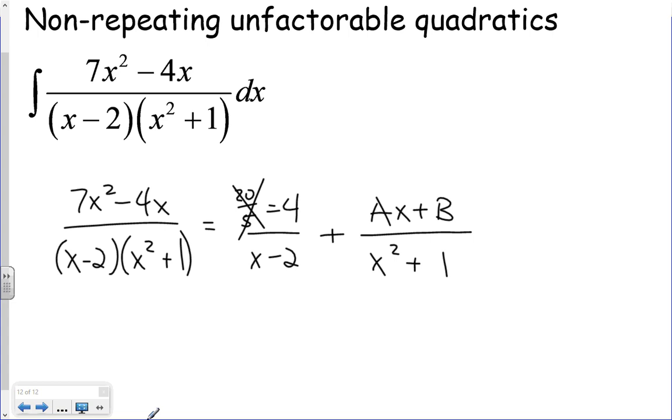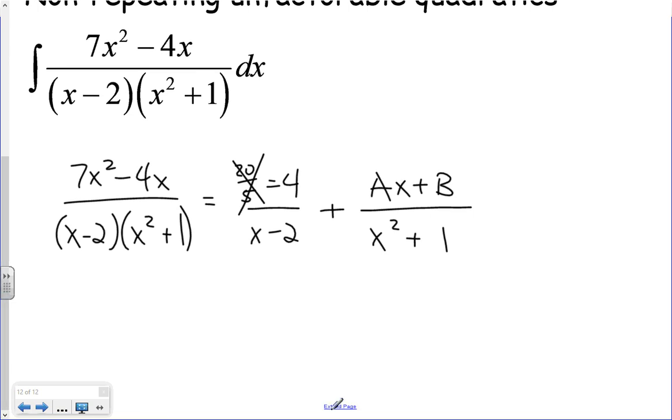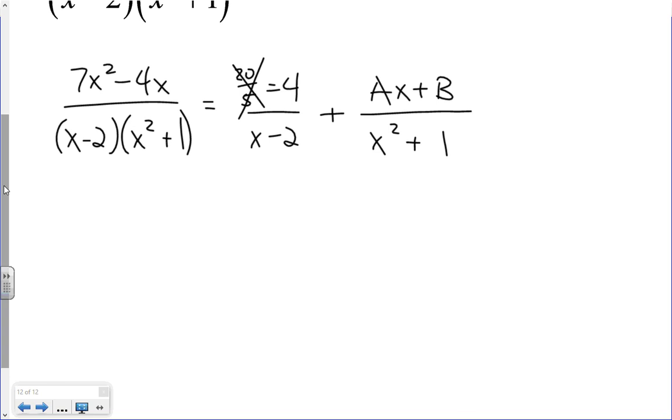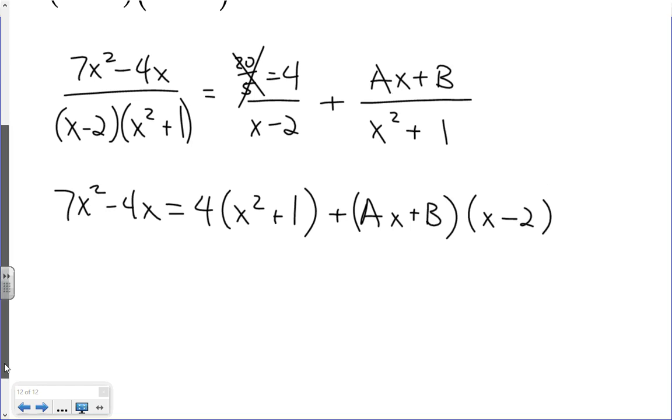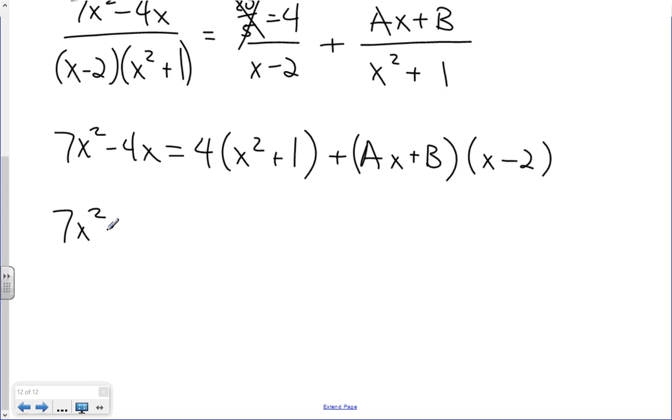But unfortunately, to come up with the a and the b, we've got to go through the same process that we just did. So let's do that. Let's get rid of the fraction first by multiplying through by this denominator. So I'm going to be left with 7x squared minus 4x is equal to 4 times the quadratic that I'm left with here. I'll have ax plus b. This time the quadratic cancels out and I'm left with the linear x minus 2. And again, you should catch on that the left side of this is staying the same as we go through this now. 7x squared minus 4x stays.